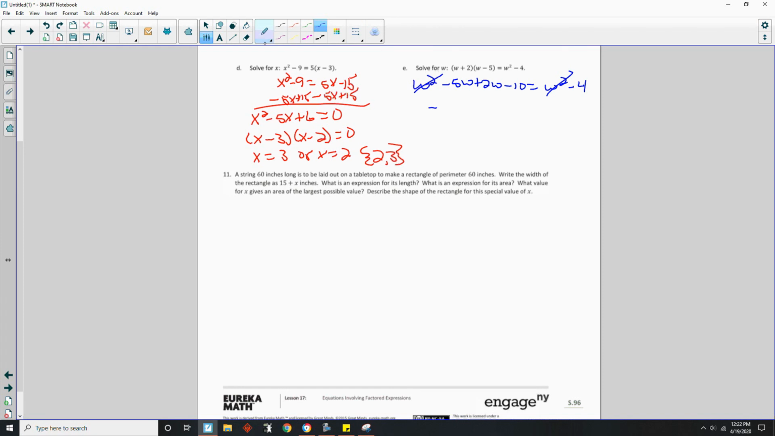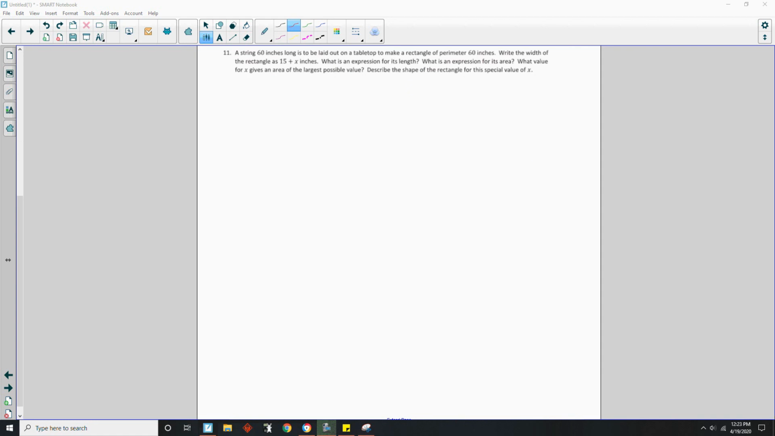Now let's combine like terms. Negative 5 plus 2 is negative 3w. And if I add 4 to negative 10, it's negative 6 equals 0. I can factor out a 3, or a negative 3, and leave me with w plus 2 equals 0. So w equals negative 2. And there you have it.